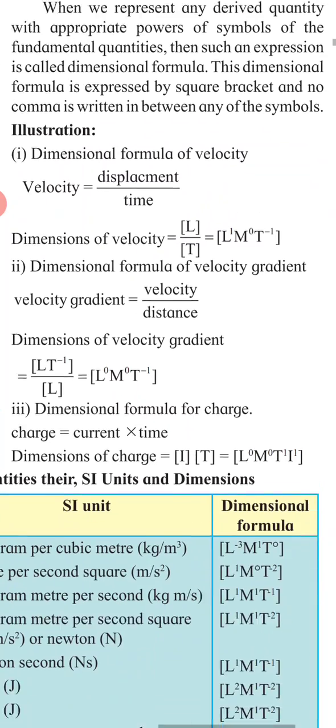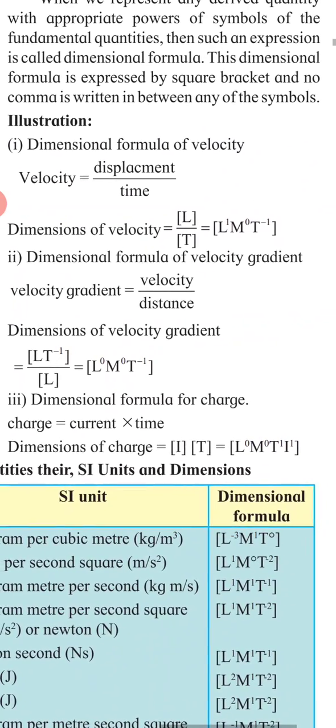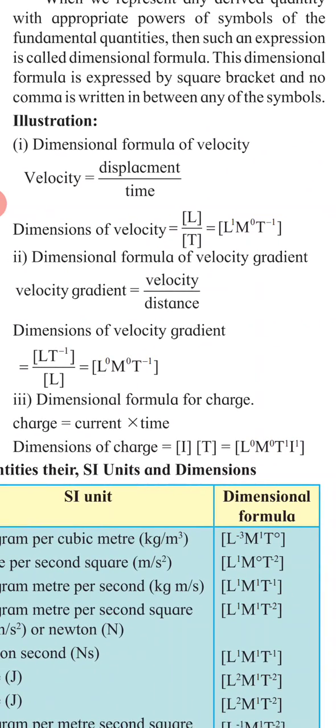Similarly, the dimensional formula for charge. What is charge? Current into time. So the dimensional formula of charge is I into T. The remaining terms will be 0: L^0 M^0 T^1 I^1. In this way you can write the dimension.